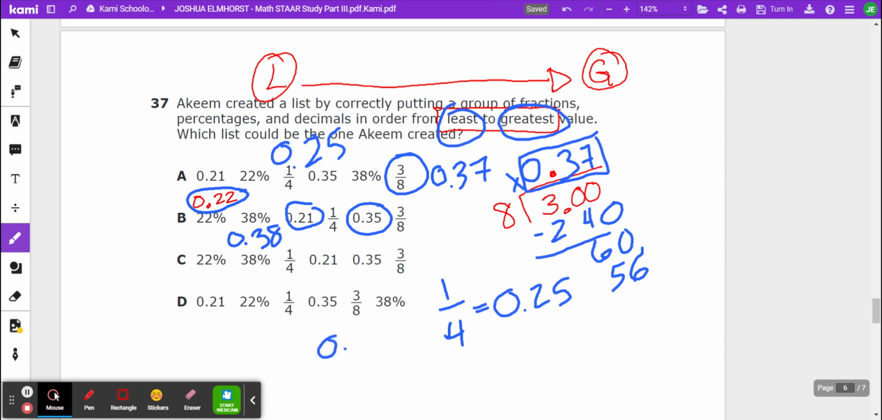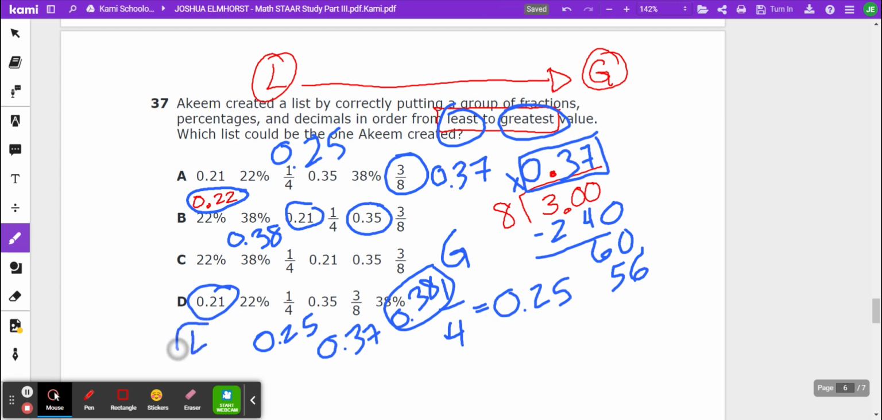So 0.37 is going to go here. That's 0.38 is the G. And this is 0.25. So 0.21, 21 hundredths is going to be the L. So you got them in order from least to greatest.